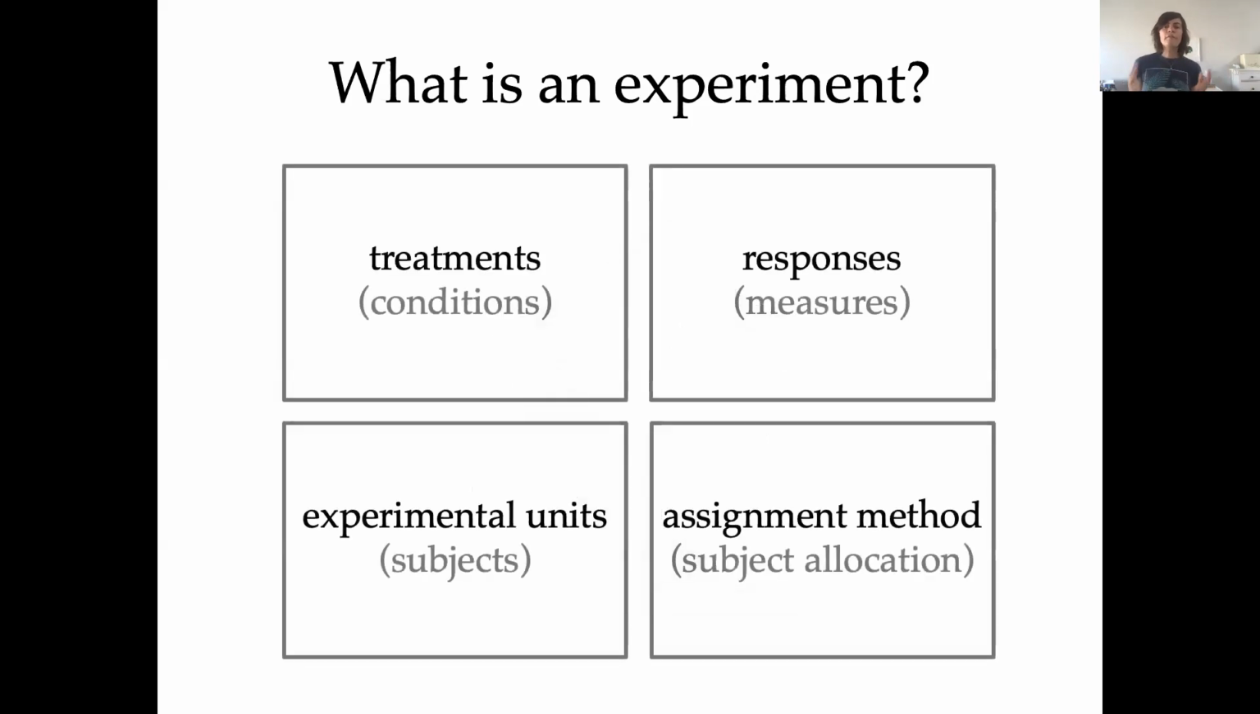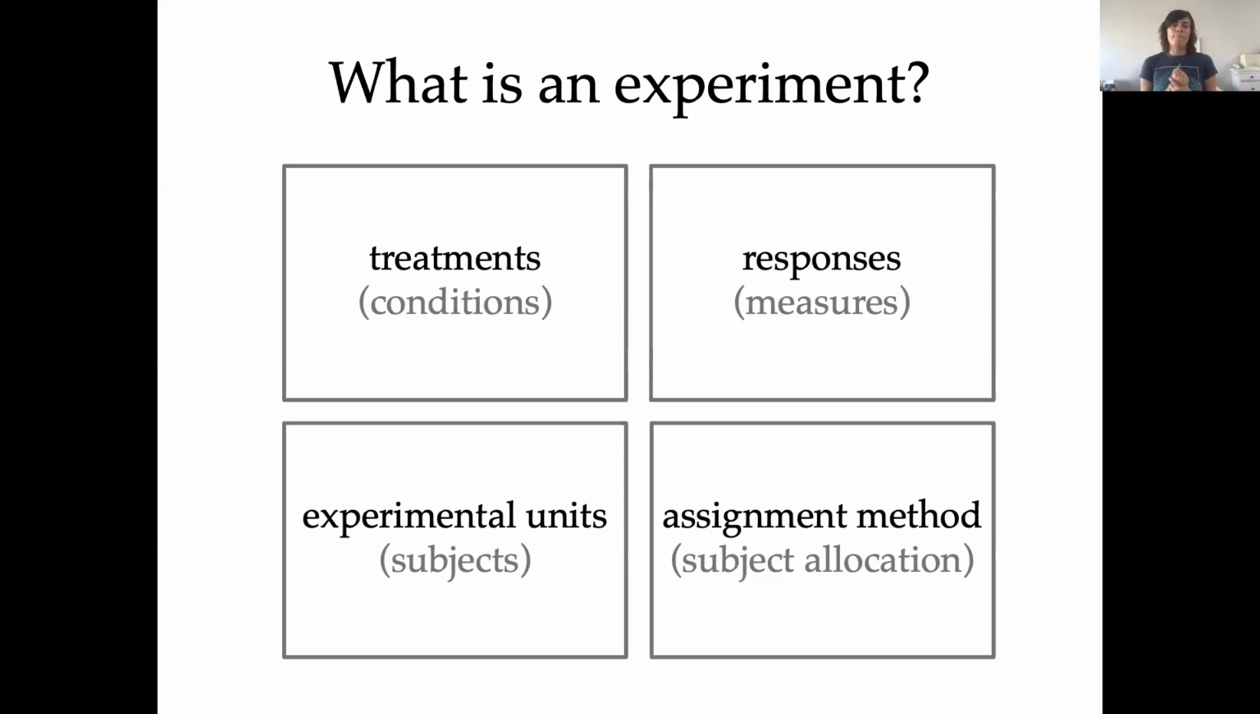And so right off the bat, let me just say, these are the four ingredients we technically think about when it comes to experimental design. We talk about treatments. These are going to be the different conditions that you're testing. Responses, which are the measures. And then you're going to have experimental units, which if you're dealing with people, those would be your subjects, your participants, and then an allocation method, which is also called a subject allocation or an assignment method.